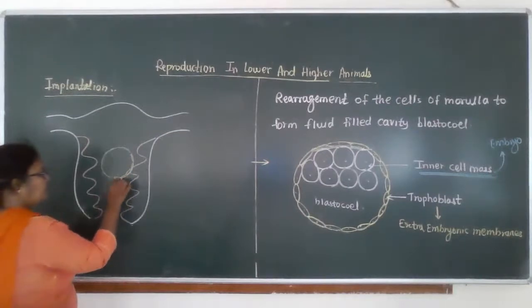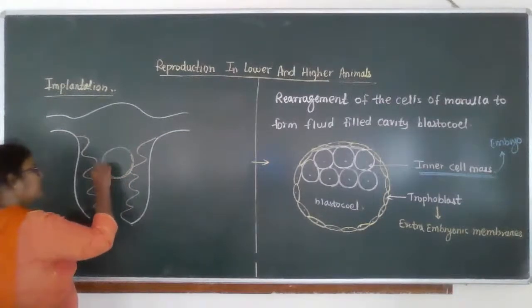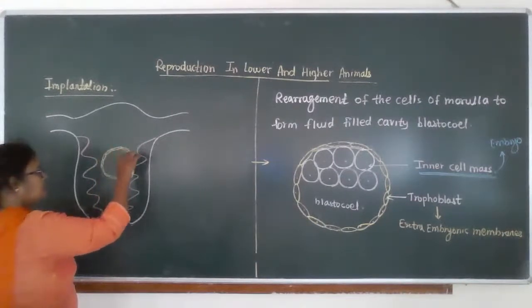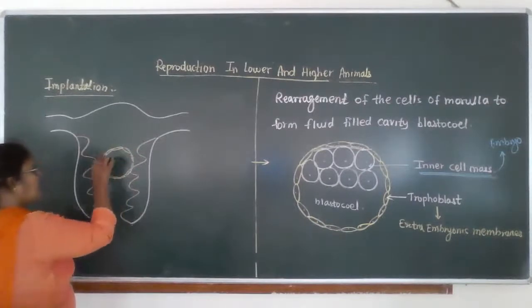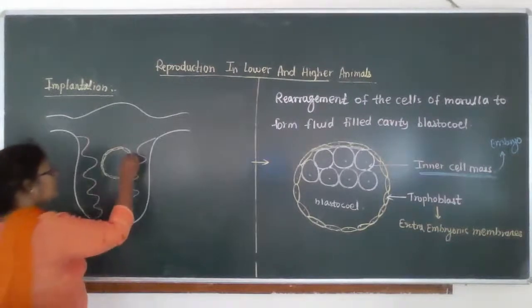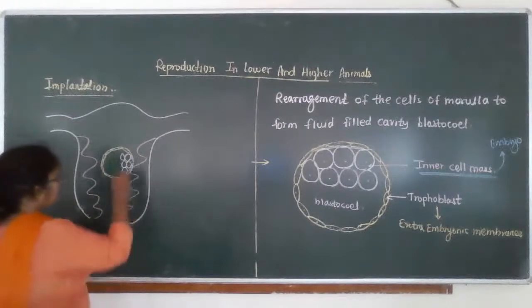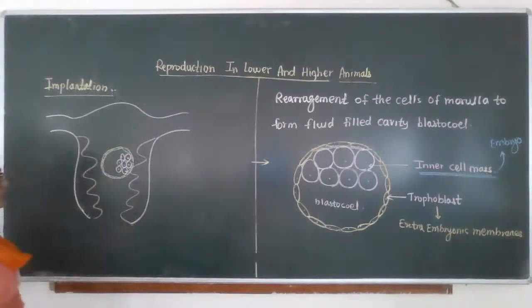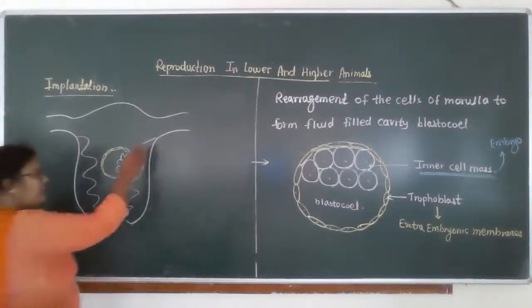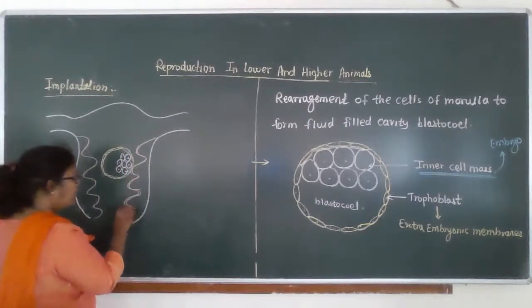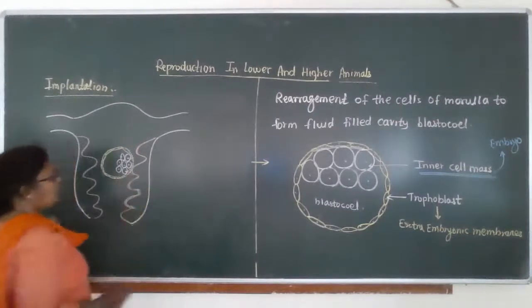This is the blastula. And this side here is the inner cell mass. Okay. So especially this is the endometrium, highly folded, highly thick and highly vascular, right?